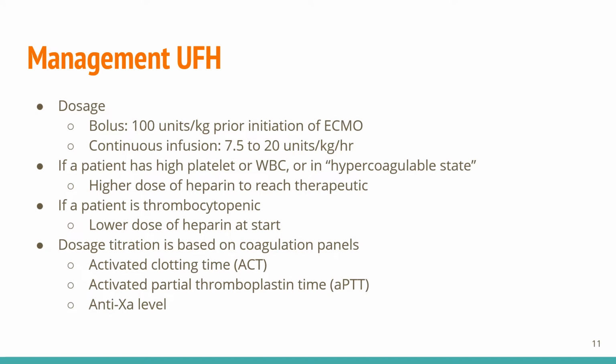If the patient is in a higher hypercoagulable state, you want to start at a higher dose to reach therapeutic levels, or if the patient has a known low platelet level, then we want to start heparin at a lower infusion rate. And the titration is based on the coagulation panel by looking at activated clotting time, activated partial thromboplastin time, or the anti-10A level.